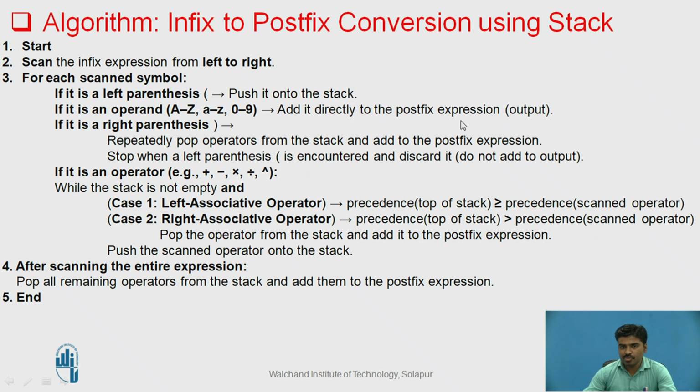Add it directly to the postfix expression. In this case, your expression is an array, and the postfix expression is another array. We are storing the result of the postfix expression into another array, that is your output postfix expression. If you get a right parenthesis while evaluating the expression from left to right, then you have to pop the operators off the stack until you get the lowest precedence at the top.